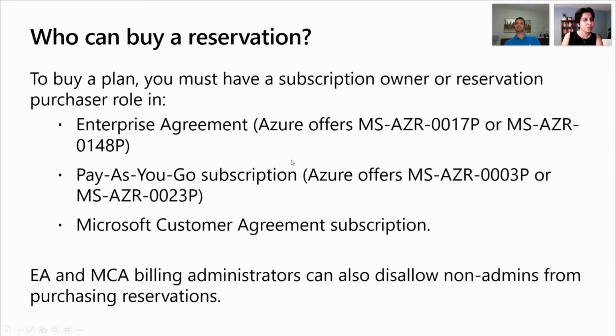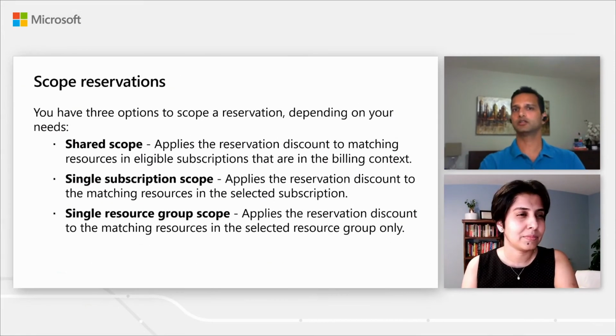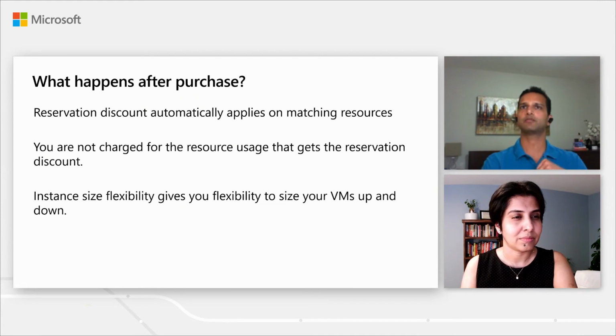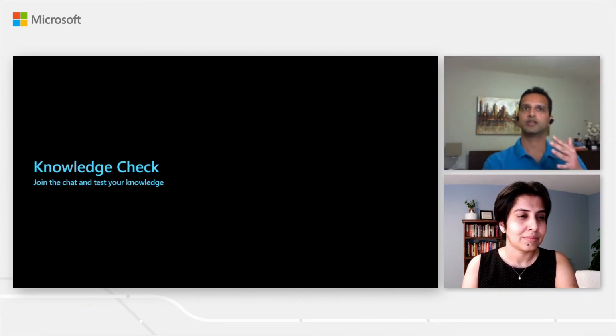Quick question: can billing admins see the reservation too? Yes, billing admins can go to Cost Management and Billing, and they can see all the reservations. I'm going to cover just a little bit as to who gets access to reservations and who can manage from there. Awesome. So we went through shared and single scope, we went through purchasing a reservation, and we went through what happens after purchase. I'll not bore you with PPT. I showed you the experience there.